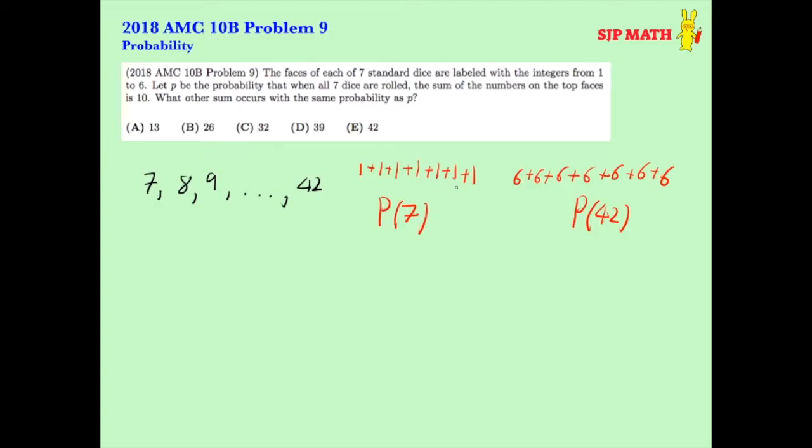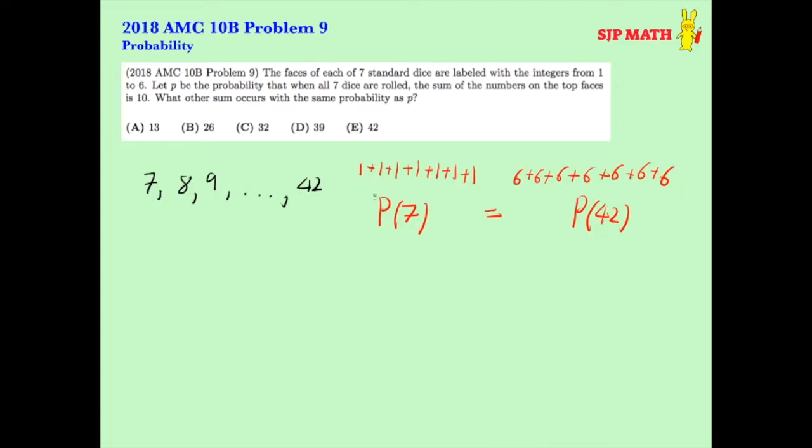And that will be equal to this probability too, because we have to get all 7 top faces to be 6s. So it will be 1 over 6 times 1 over 6, multiplied 7 times. So the probability here is also going to be 1 over 6 to the 7. So here we find that the probability of getting a sum of 7 is equal to the probability of getting a sum of 42. So there you go. We kind of found a relationship here.